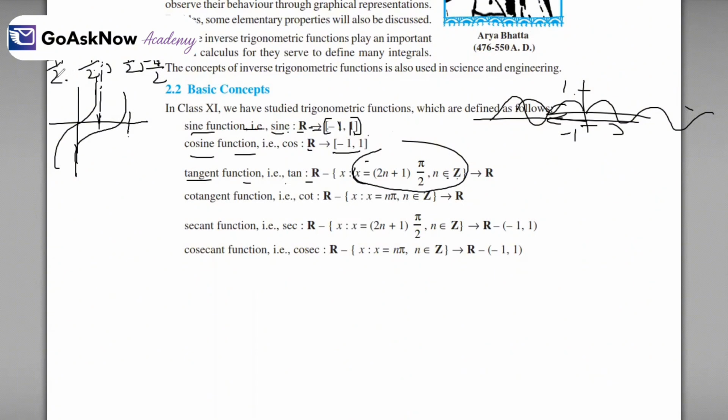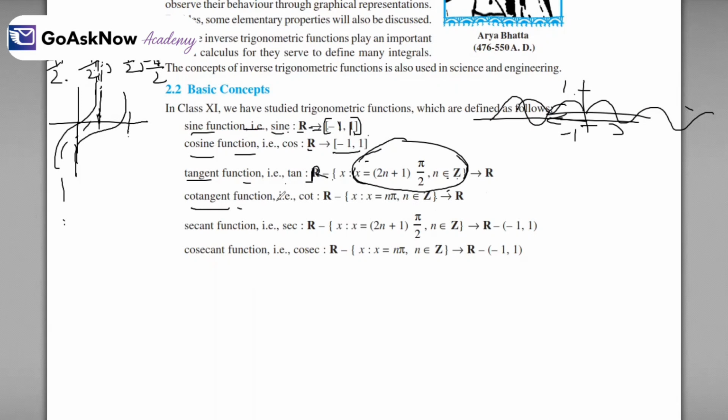For these points, the function is not defined. The domain does not contain these points. All other real numbers will be contained, but these points are excluded. And the range is all real numbers, because the graph contains all the real numbers here. So that is your tangent function.